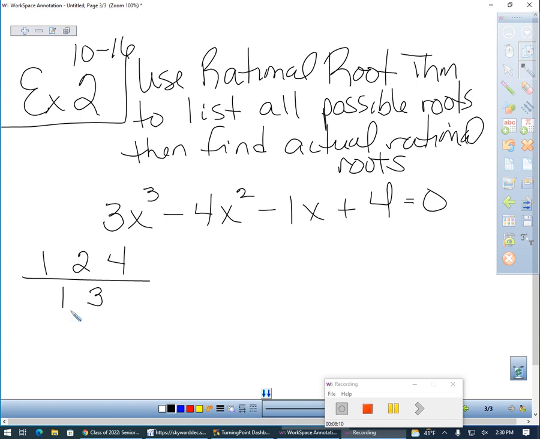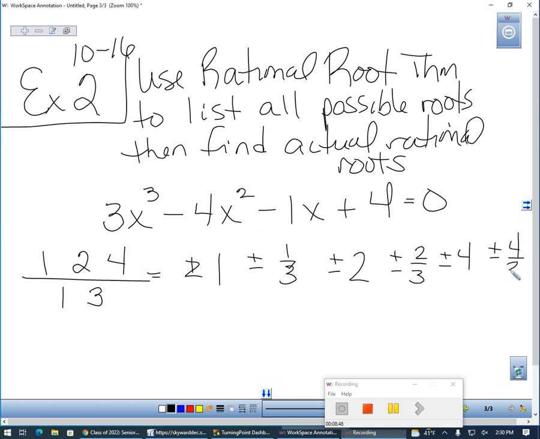Okay. So now we have to list all the possible. So right here, we go 1 over 1, or plus and minus 1. 1 over 3, plus and minus 1/3. Then we go to 2, 2 over 1. And 2 over 3, 2/3. Then we go to 4, 4 over 1. And 4 over 3. Let me get this out of my way so I can write that down.